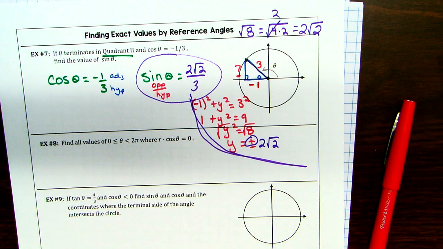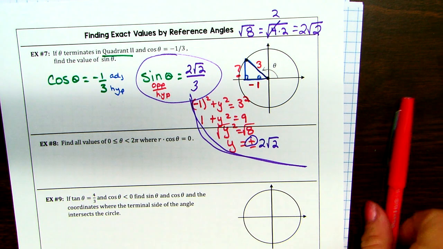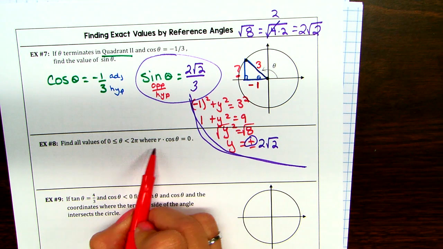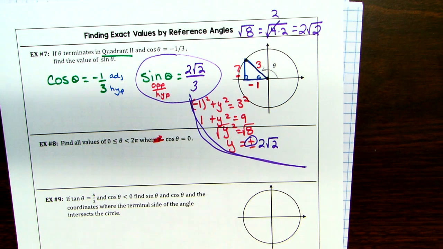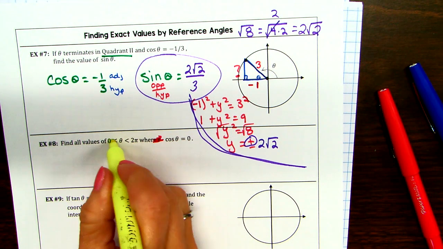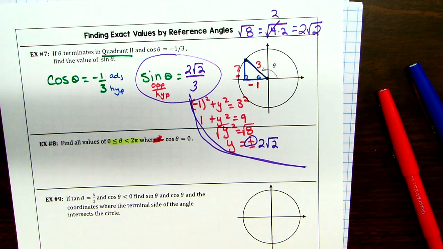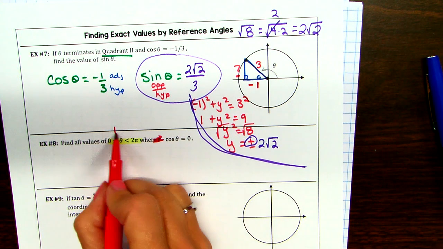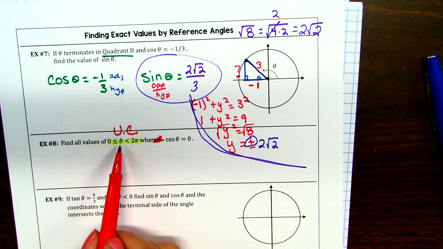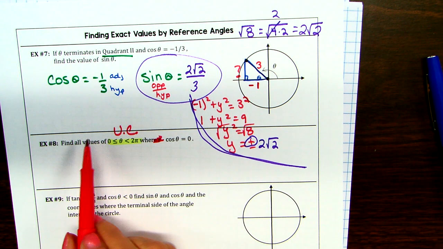More code here for us. Find all the values of theta between 0 and 2 pi, including 0, where cosine of theta is 0. Okay, so let's break this down. Right here is some new notation for you, this year anyway. This is code for unit circle. These are the thetas in between 0 and 2 pi.